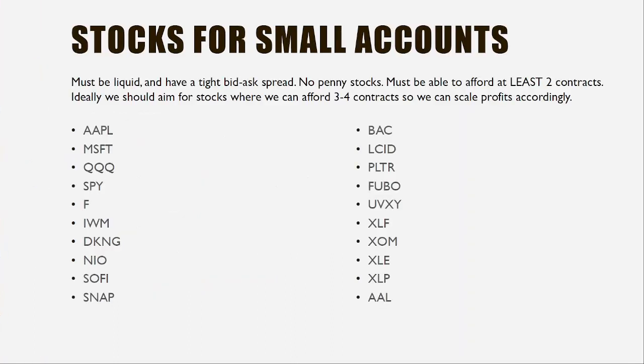So I've made a list of stocks for small accounts. And these are all liquid and they have tight bid-ask spreads. No penny stocks. Ideally, some of these are better for different size accounts, but generally these are some more cheaper names. Ideally, you want to be able to afford 3 to 4 contracts of whatever you're trading so you can scale accordingly. So we've got Apple, Microsoft, the Qs, that's the NASDAQ, the SPY, which is the S&P 500, Ford, IWM, DraftKings, NIO, SoFi, etc., etc.